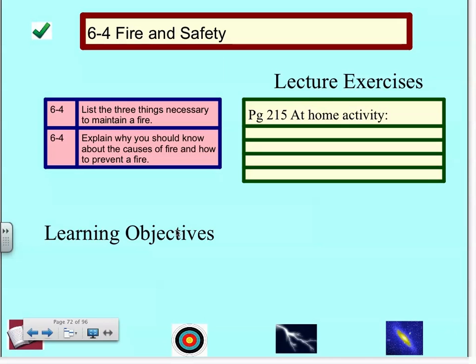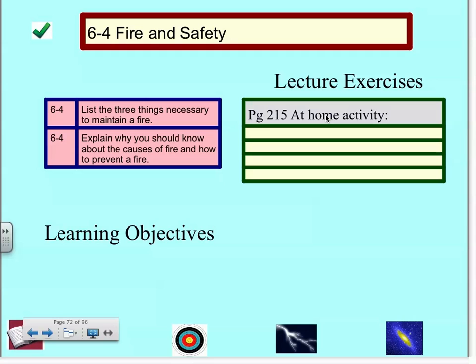Today we're starting lecture 6-4, Fire and Safety. Our goals are this. List the 3 things necessary to maintain a fire. And finally, explain why you should know about the causes of fire and how to prevent a fire. Pretty easy. Your lecture exercises are the at-home activity.